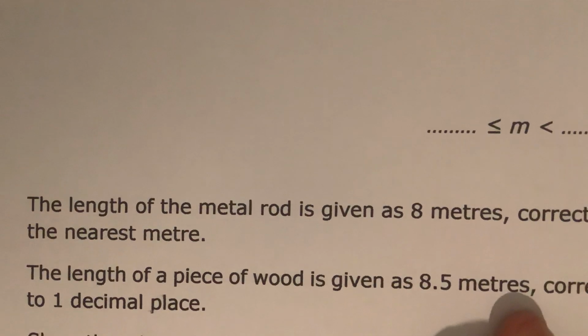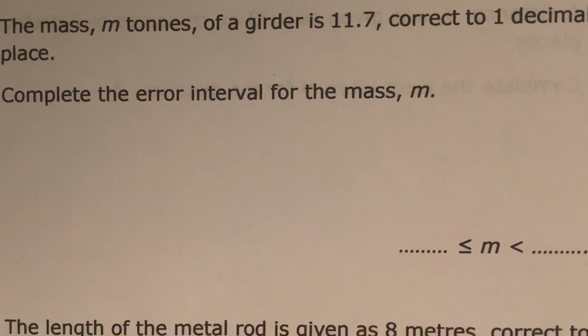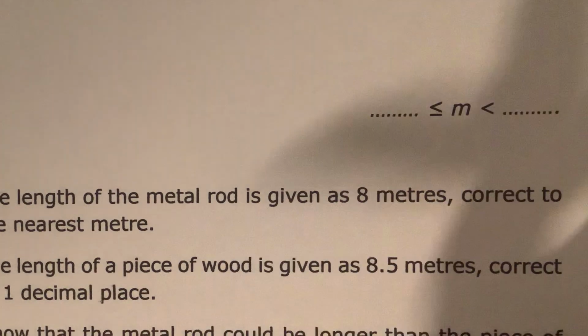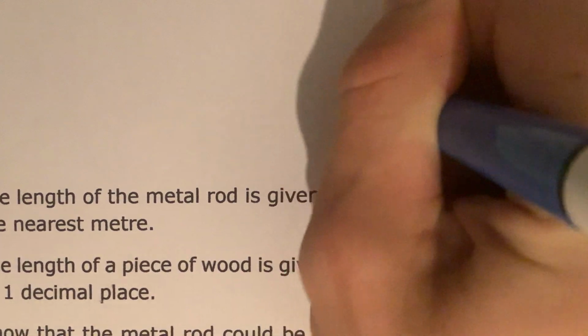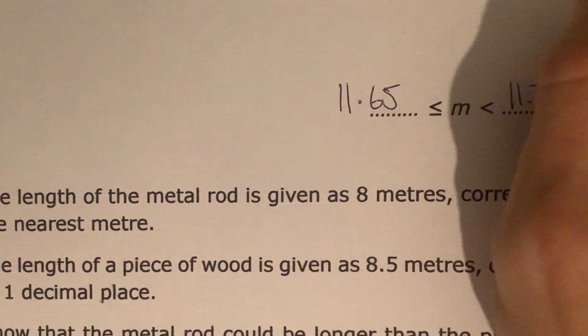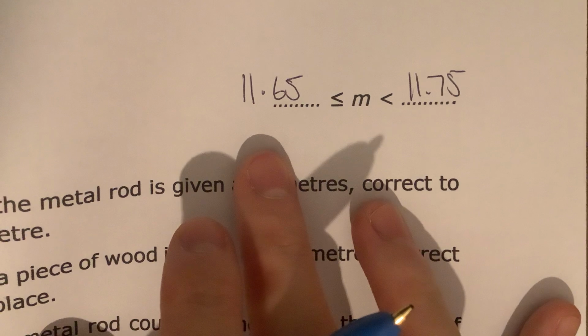Okay. Right. So the mass of a girder is 11.7 to 1 decimal place. Complete the error interval. I've got 11.65 and 11.75 for that question.